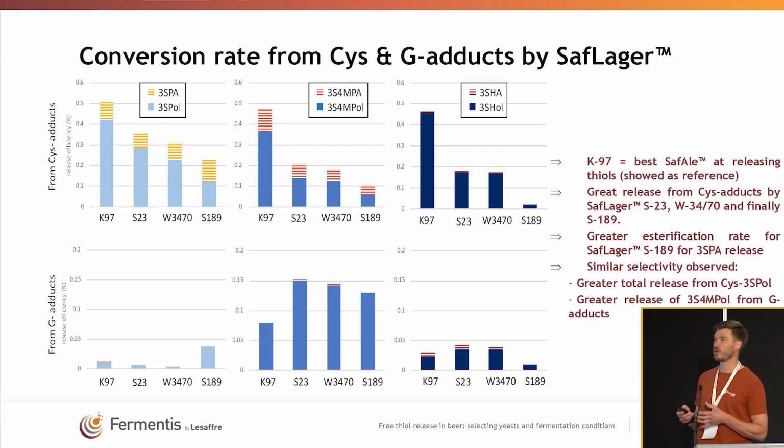S23 is showing the highest release of thiols under the alcohol form. We can see a lot of esterification with S189, and W3470 also showing very nice extraction of thiols. So making them potential candidates for hop-forward beers to have those thiols shining through, depending on the hops that you're using.